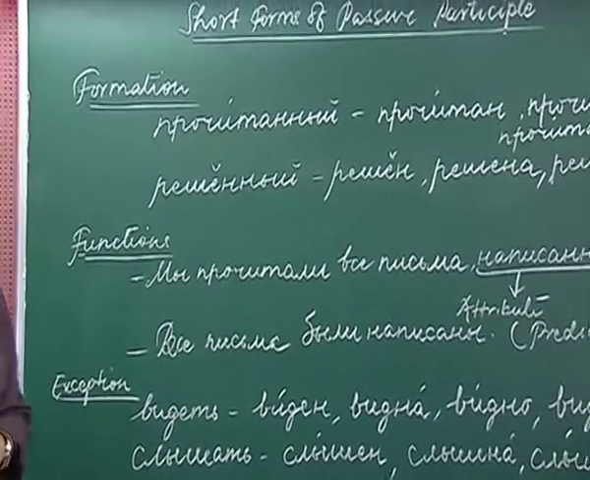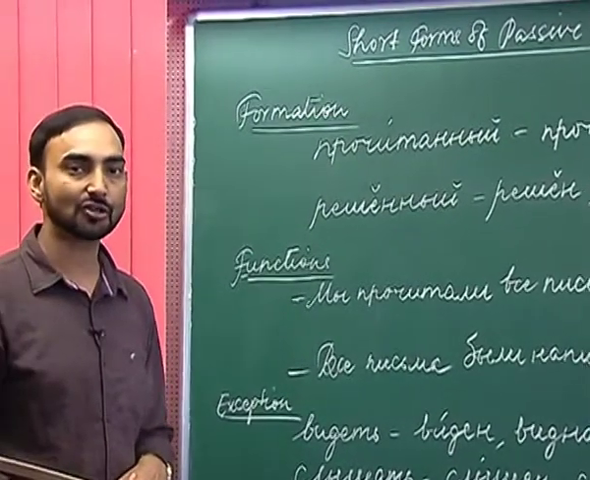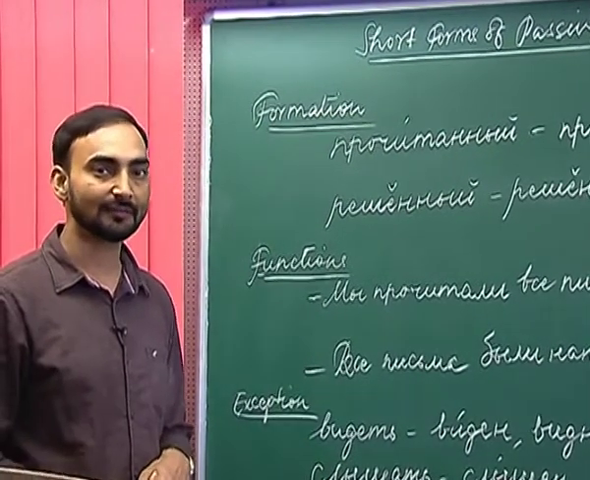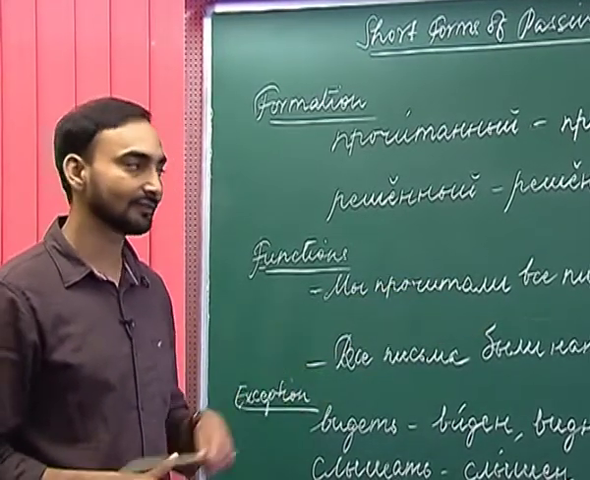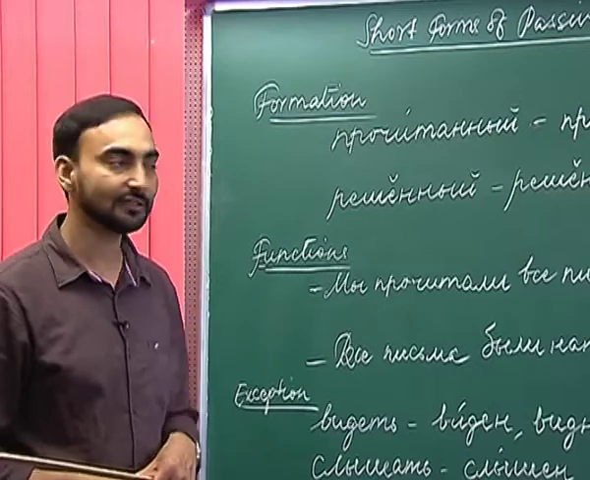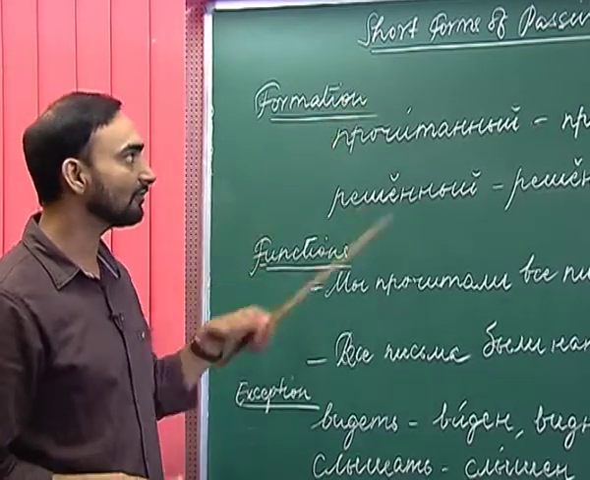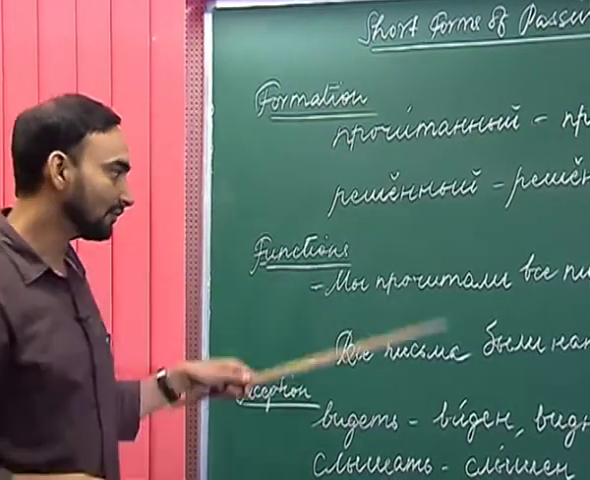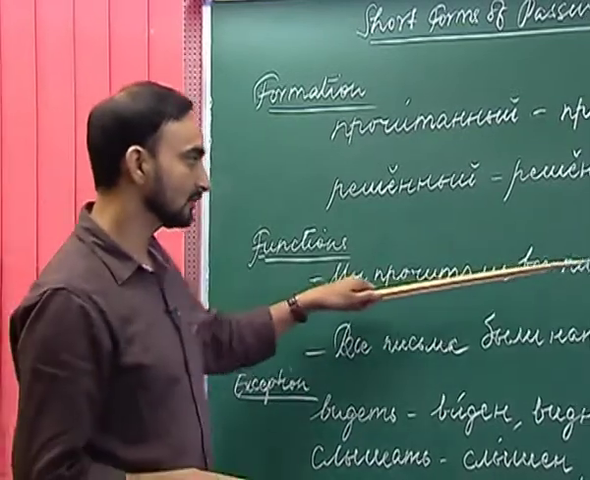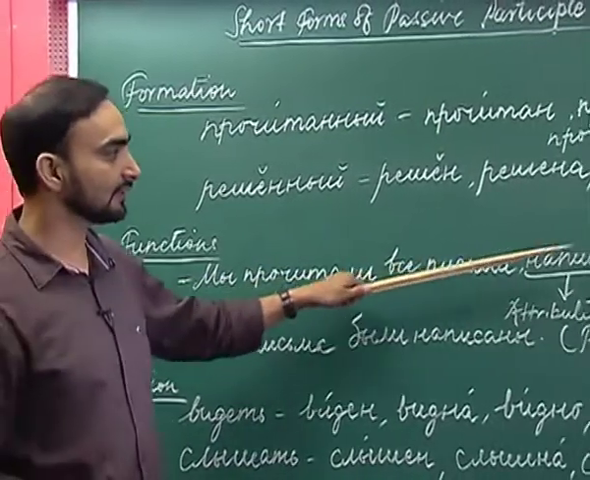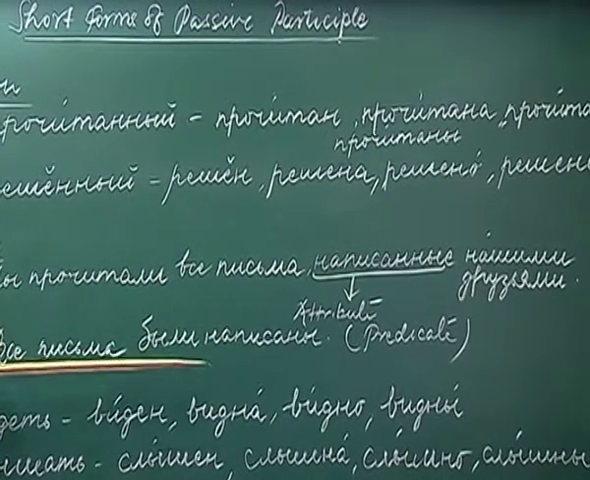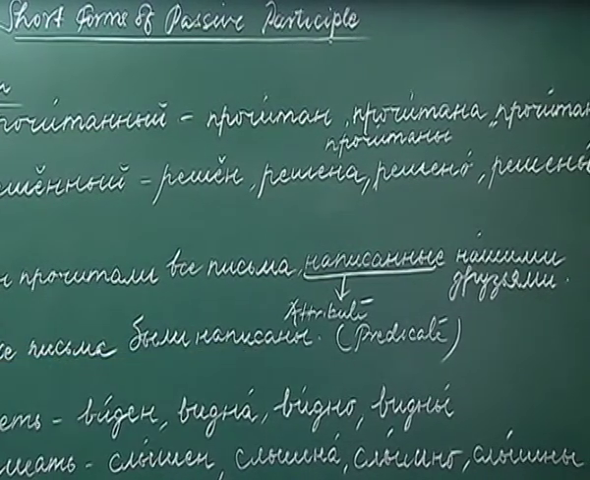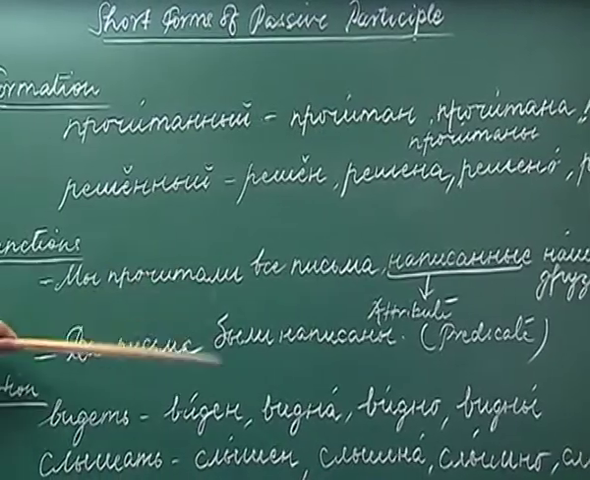So, now let us discuss about the functions of the short forms of passive participle. So, how does it function in a sentence? So, what are the grammatical function of a short form of passive participle? So, for this purpose I have written a sentence with the full form of the passive participle, and then I have written a sentence with the short form. So, let us discuss them one by one.